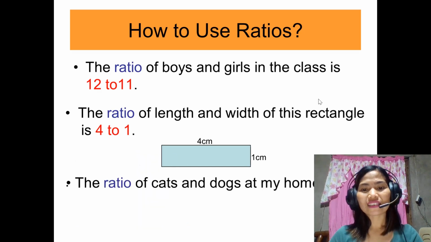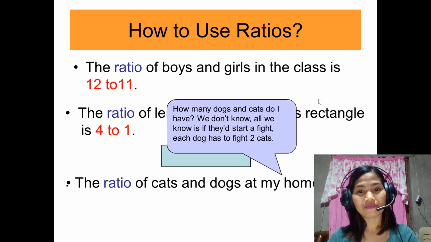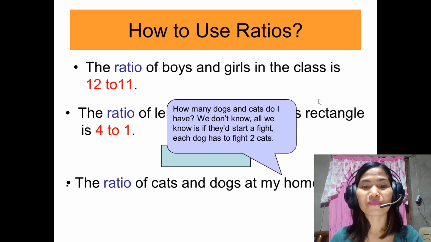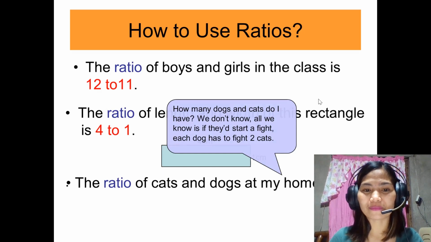The ratio of cats and dogs at my home is 2 to 1. How many dogs and cats do I have? We don't know. All we know is if they start a fight, each dog has to fight two cats.